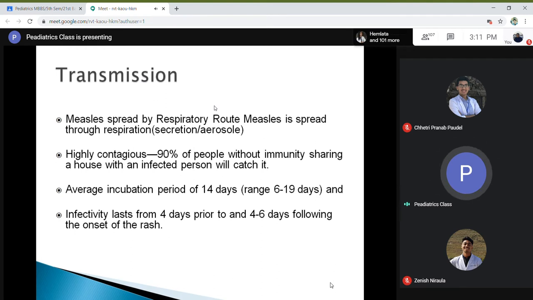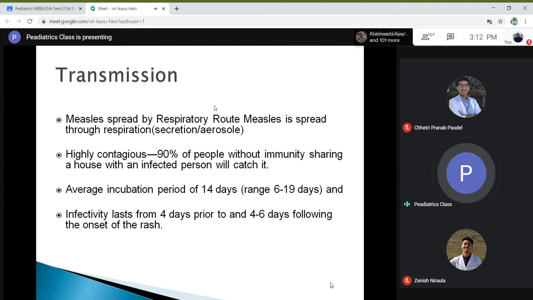So how does the infection get transmitted? Measles virus usually spreads by the respiratory route, through aerosol or secretions from your nose, or when you sneeze. It is highly contagious: 90% of people without immunity sharing a house with an infected person are likely to get it. The average incubation period is 14 days, ranging from 6 to 19 days, but on average in 14 days you will have all the clinical manifestations.